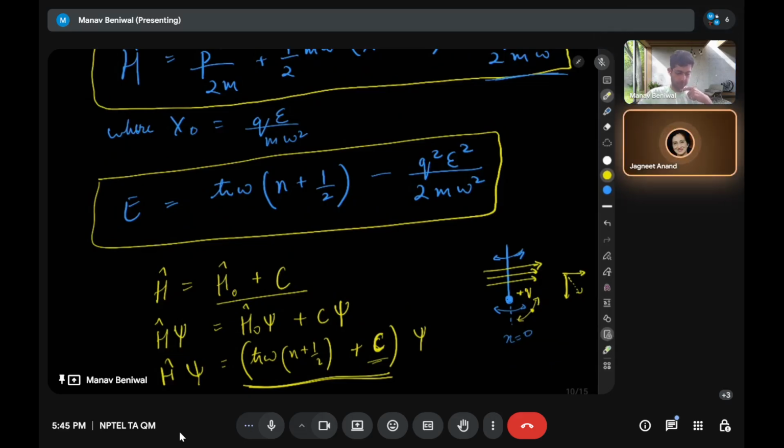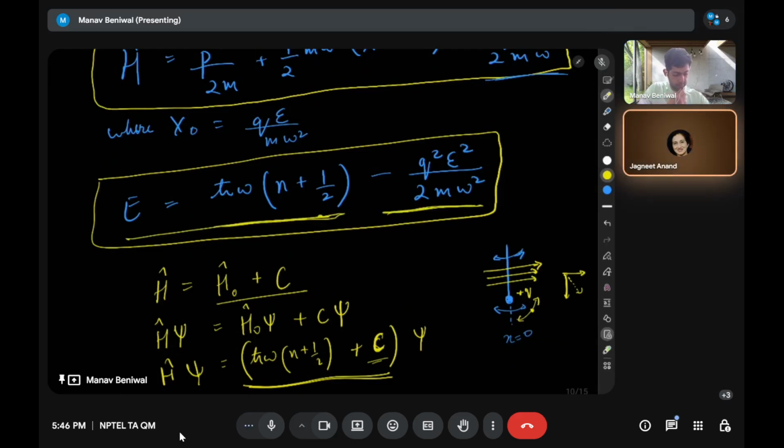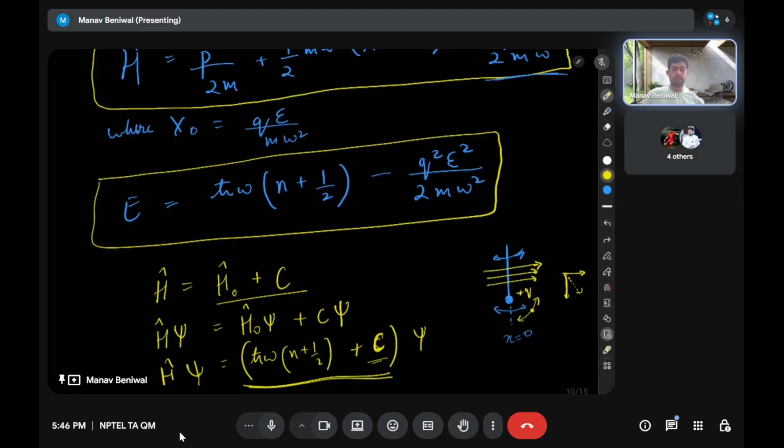But no change in energy because of this additional force? There is a change in energy. See, earlier we had only this first term. Now we also have to take into account the second term. Okay. Good.